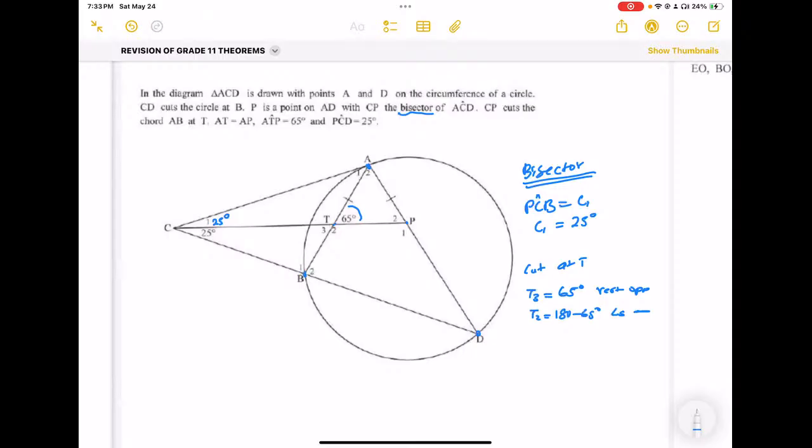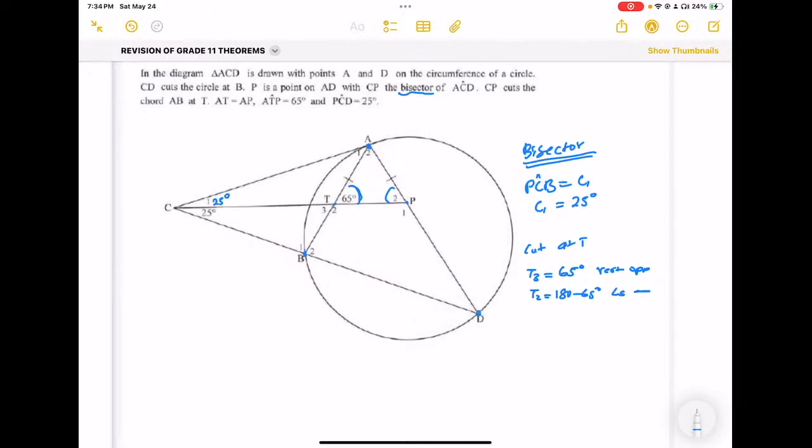Okay, and then they say AT is equal to AP. AT is equal to AP. So we've got an isosceles triangle there, which means that this angle and this one are equal, right? And it's because of equal lengths, right? It's because of AT equals AP. So AT equals AP gives us that P2 is equal to 65 degrees, angles opposite equal sides, right?